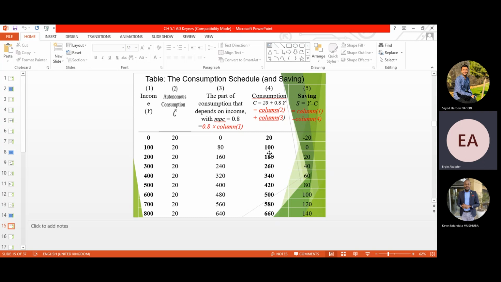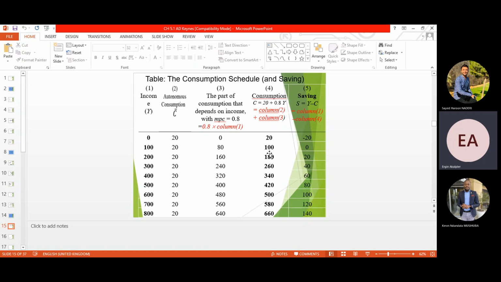In the second column, as you see, the income is 100, 200, 300, 400, 500. It goes like this. The autonomous consumption, I said, is always constant, as it is given from the consumption equation in the fourth column. And if you don't understand anything, you may ask me. And the third column is the marginal propensity to consume given. You are going to multiply the disposable income, which is 100, with 0.8, and this will then give you 80.